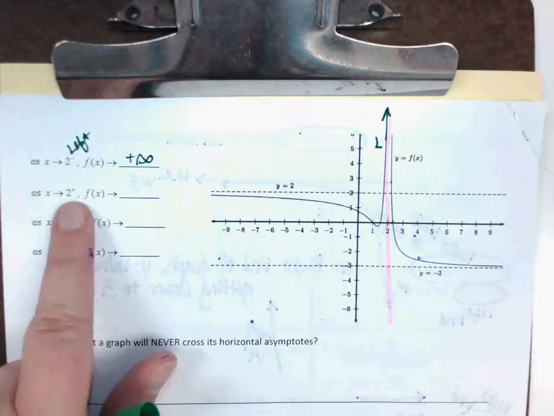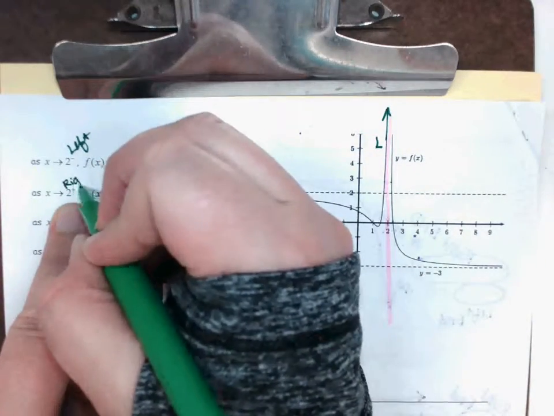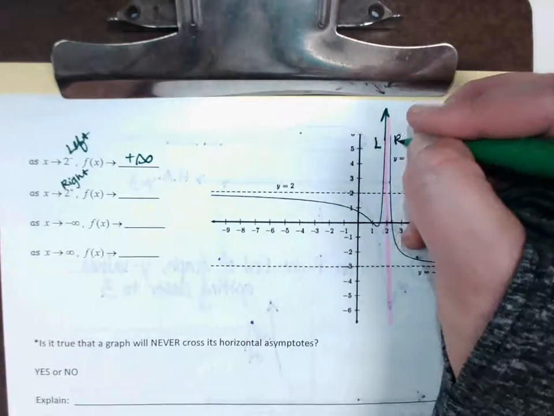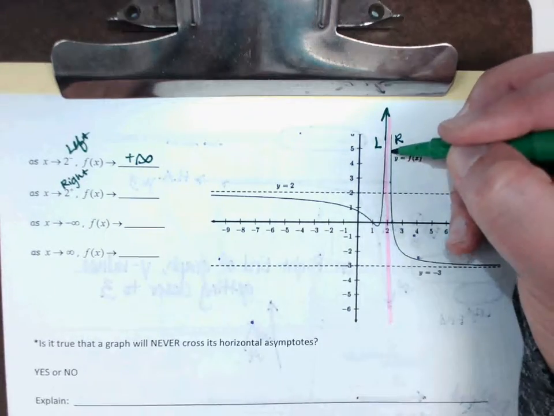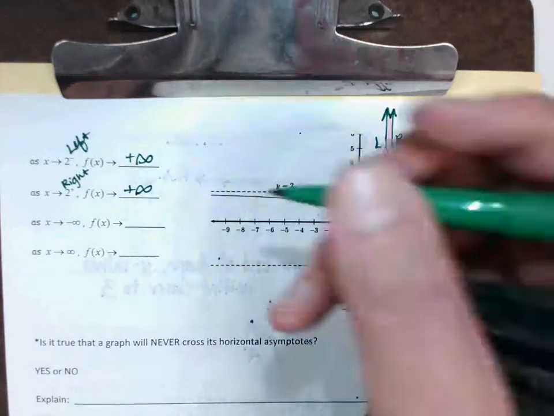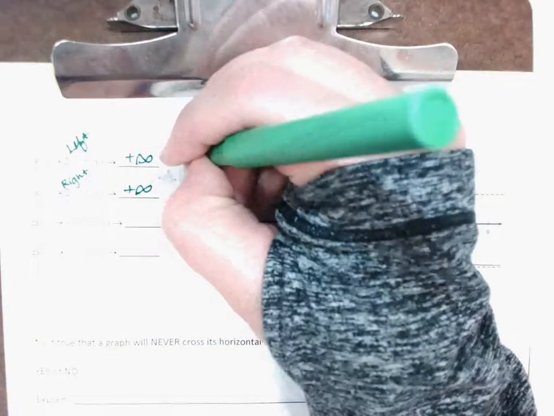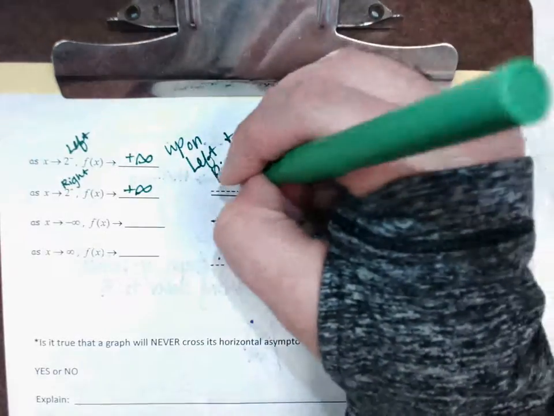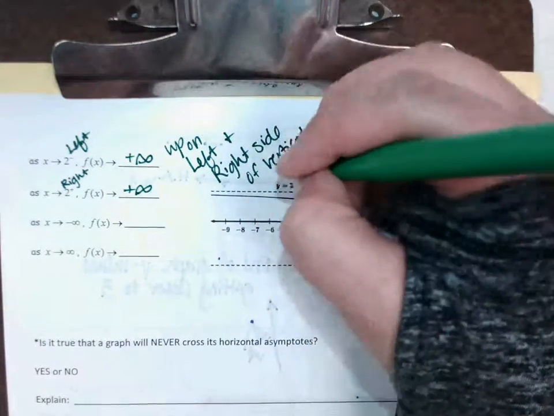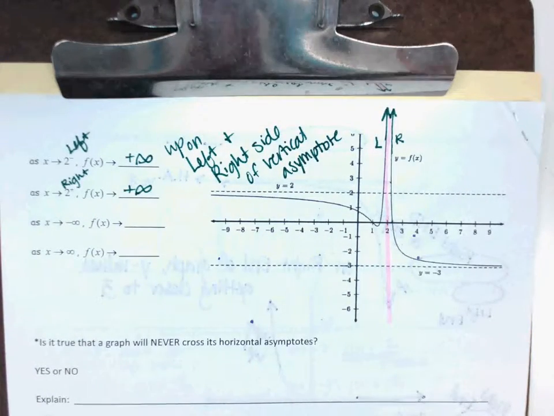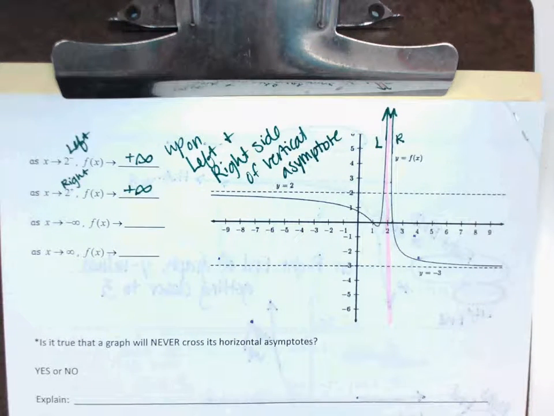Next I have a little plus sign. That means I want to be on the right side. So I do my little L's. This is my right side. I want to be over here. What is my graph doing though? It's also going to positive infinity. It's going up on the left side and the right side of the vertical asymptote. And remember, that's okay. Sometimes they're going the same way, sometimes they're going opposite ways. Okay? Alright, now look at the next one.